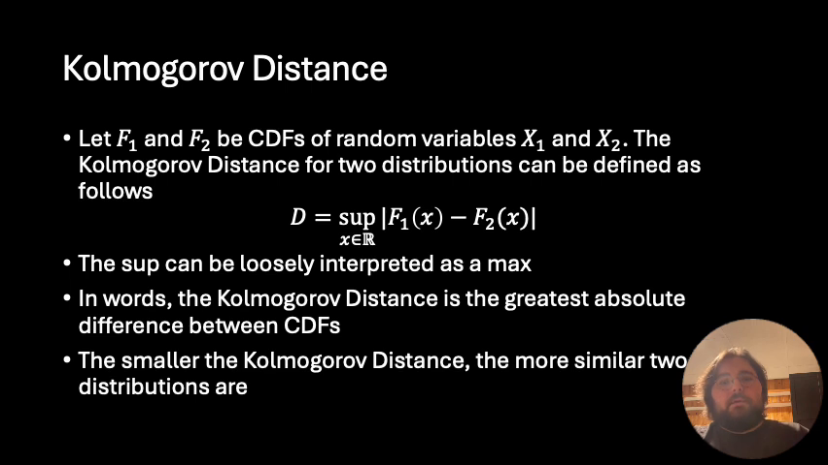If the Kolmogorov distance between two random variables is small, that would mean that the CDF curve values are very similar. If the Kolmogorov distance between two random variables is large, that would suggest that there are big deviations between the two distributions.